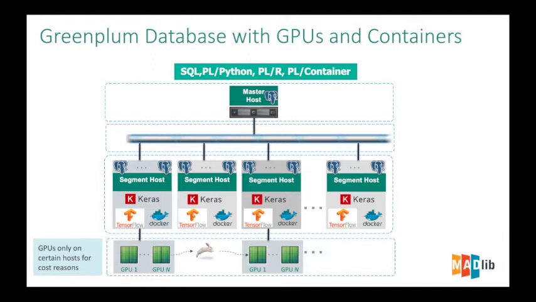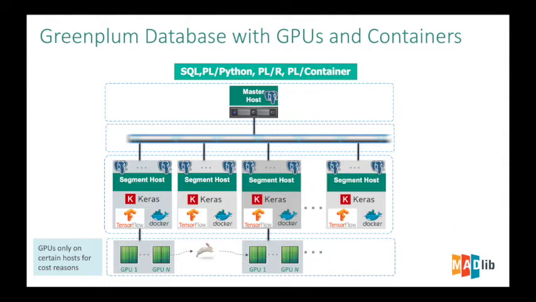Or you can have GPUs attached to all of the segment hosts if you can procure them, like all four segment hosts can be attached to GPUs. So it is up to the customer, whether you want to have GPUs on only two nodes or all of the nodes, or three nodes, something like that. So once GPUs are attached to it, Greenplum can take advantage of GPUs and do distributed deep learning of images, text data, all of that.